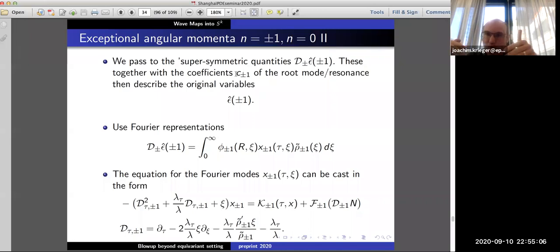And then for the exceptional modes, you have to describe the evolution of the root and the resonance mode. And finally, of course, you also have to describe the evolution of the modulation parameters. So it's a large amount of information that you have to control, and the kind of decay that you get for everything is very delicate. So for example, these C0 and C plus minus 1 coefficients don't decay arbitrarily fast, but only decay like t tau to the minus 2. So in the end, it just barely works out that everything closes.